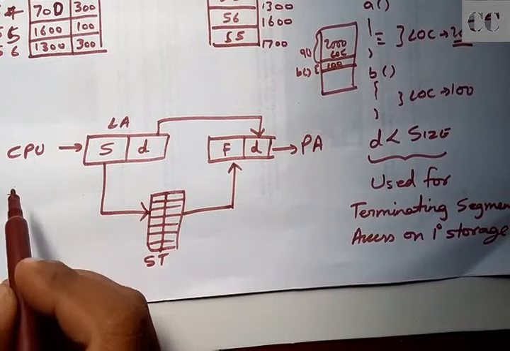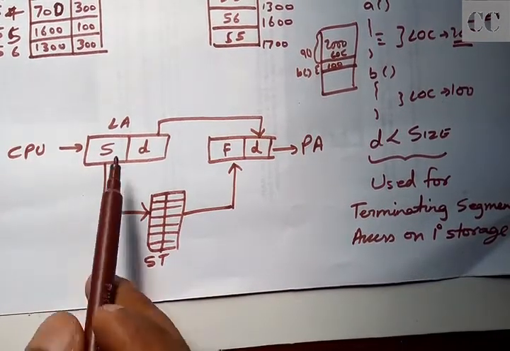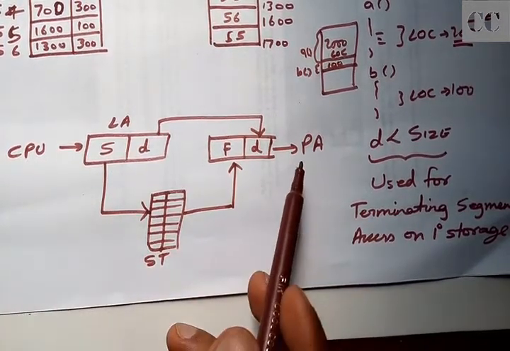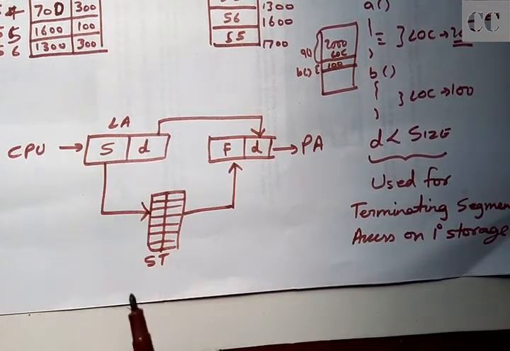So coming to the basic architecture of segmentation, here it is. The CPU generates the logical address. We had already discussed that there are two types of addresses: one is the logical address and one is the physical address. The CPU cannot generate a physical address directly. It can only generate the logical address. Logical address stands for the address in the secondary storage.